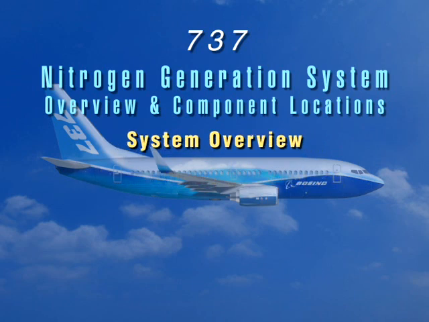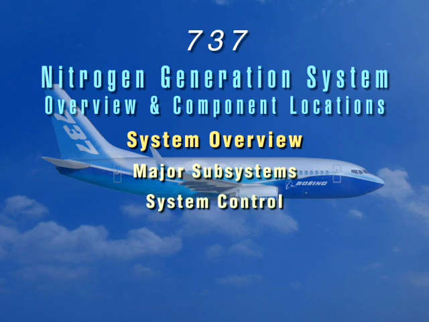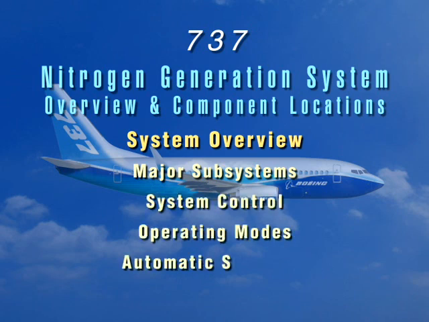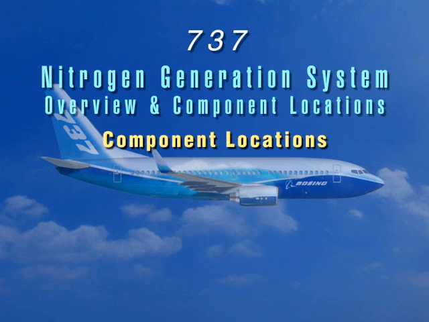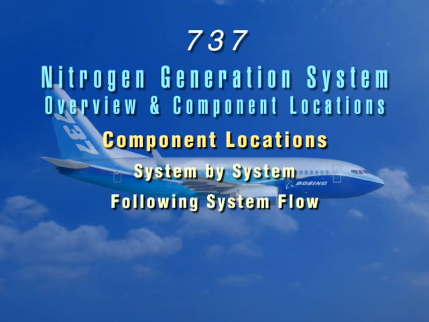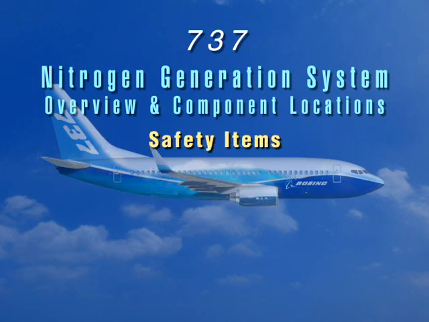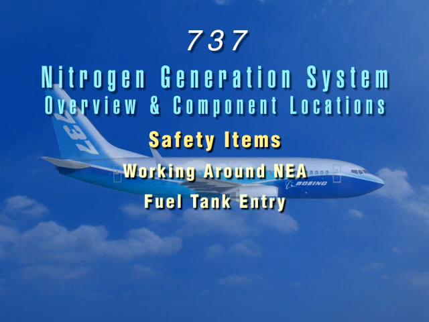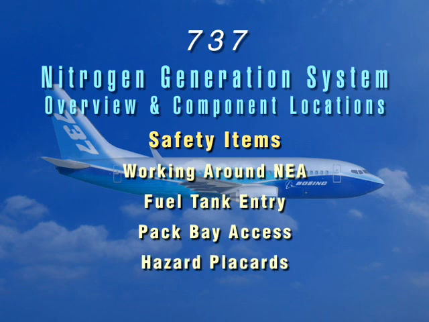The system overview will include major subsystems and how they work together, system control, operating modes, and automatic shutdown features. Next, we will look at component locations system by system following system flow. Then we will discuss NGS safety-related items, including working around nitrogen-enriched air, or NEA, fuel tank entry procedures, pack bay access procedures, and the location of NGS-related hazard placards and stencils.